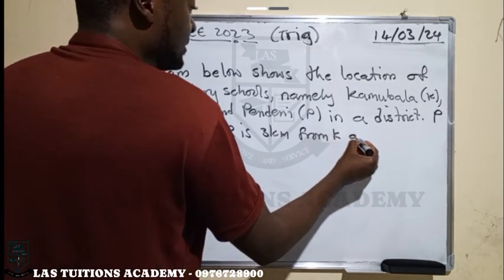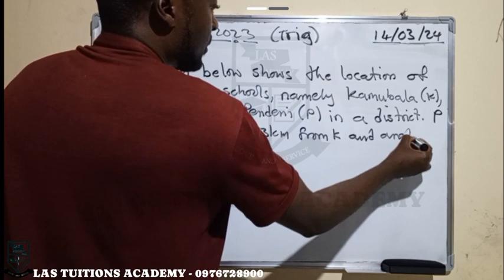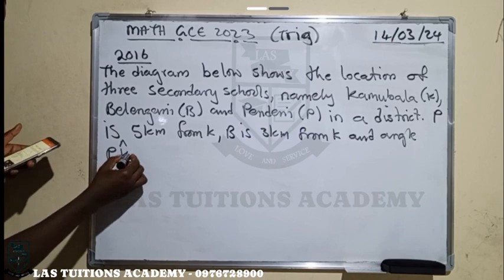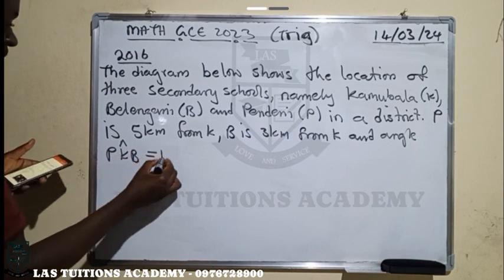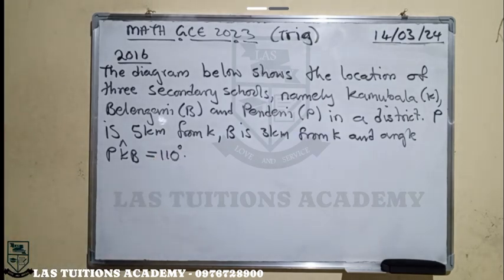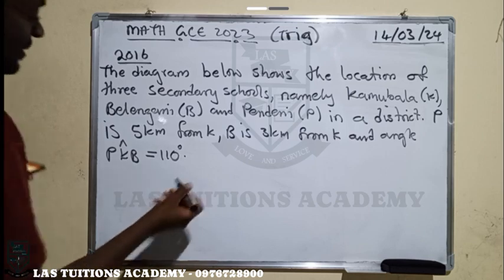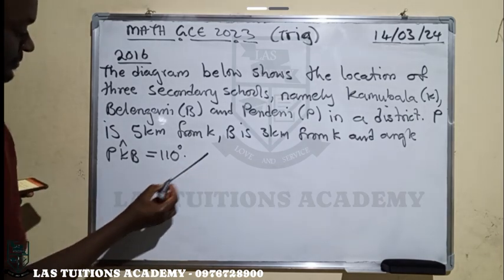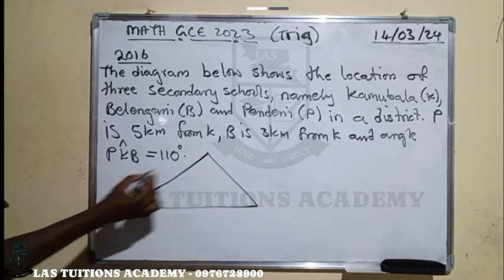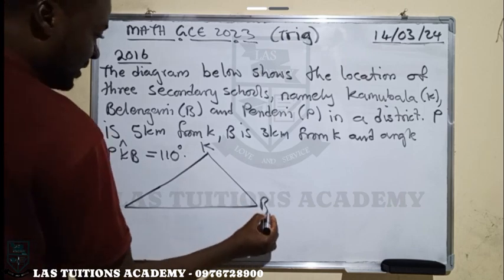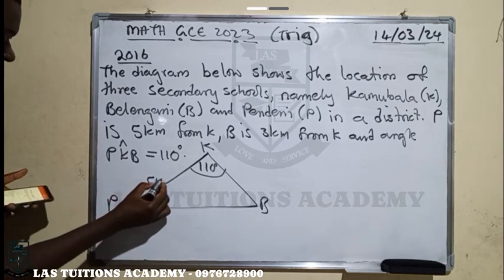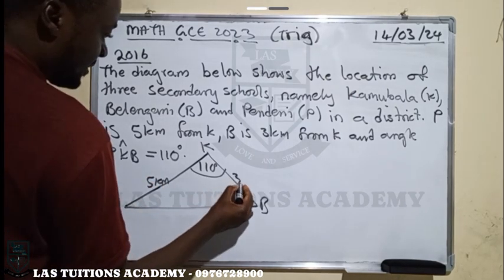And the angle PKB is equal to 110 degrees. Then we have this triangle here, which represents the information given above. We have P here, we have K there, we have B there, and we have 110 degrees there. So 5 kilometers, and 3 kilometers.